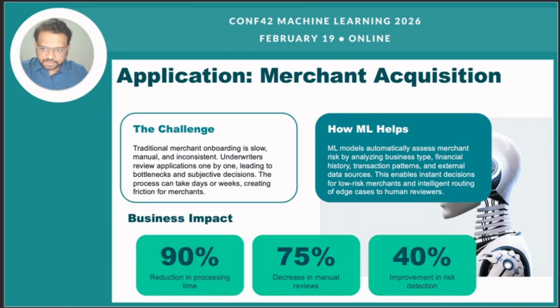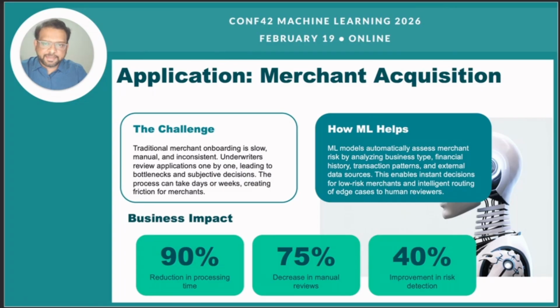not on the routine evaluation. This impacts the business substantially. We typically see around 90% reduction in processing time for standard applications. Manual reviews decrease by 75% as most are handled automatically. And perhaps the most important is almost 40% improvement in risk reduction. The model catches problematic merchants at scale that might have slipped through the manual review.